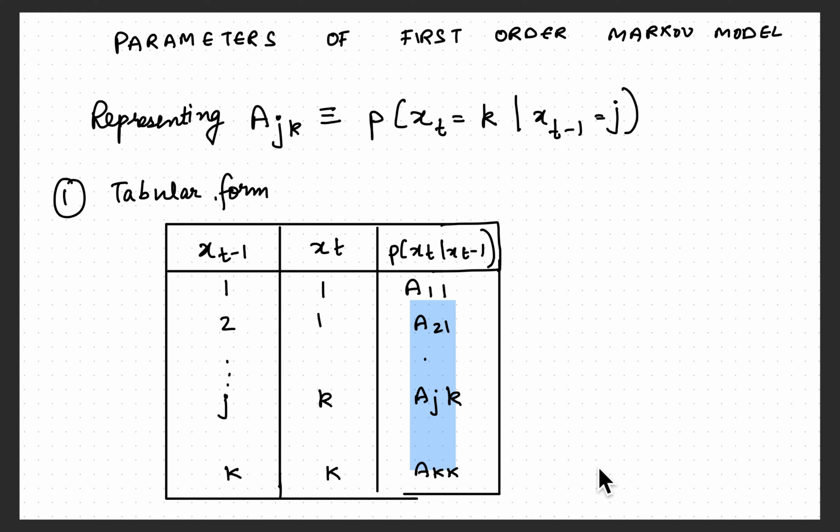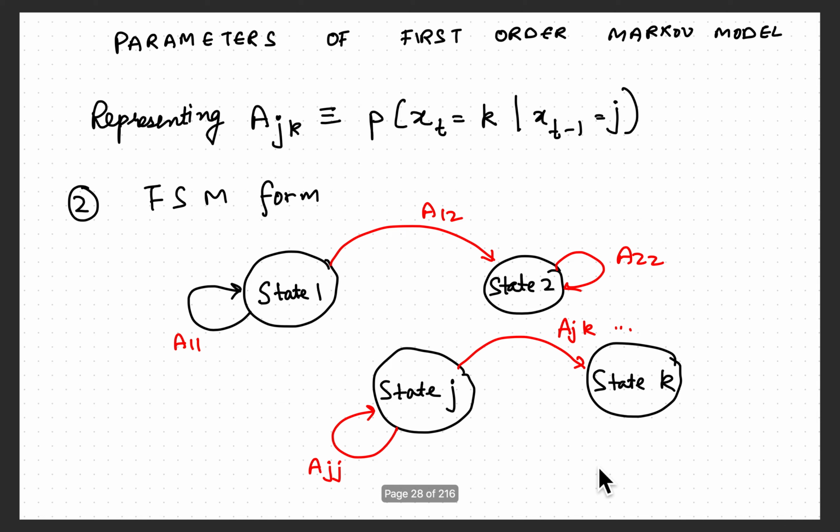We could also look at the transition matrix parameter in the form of a finite state machine. Let's say we have these different states. The probability that you go from state 1 back to state 1 is a11. The probability of going from state 1 to state 2 is a12. Similarly, going from state 2 to state 2 is a22. From a general state j to another state k is ajk.